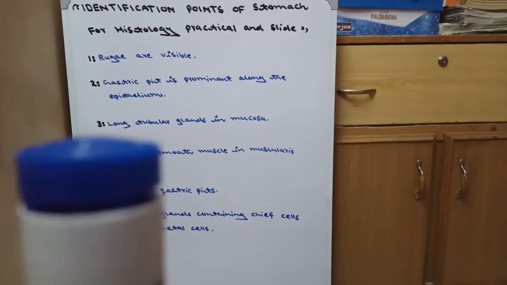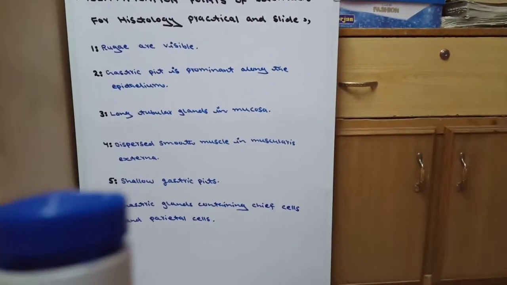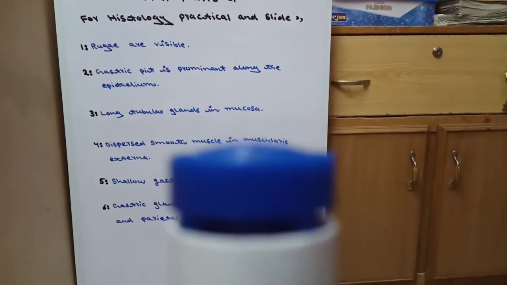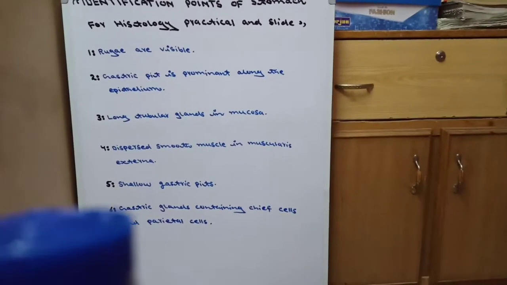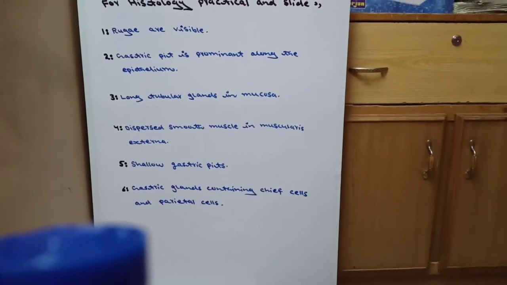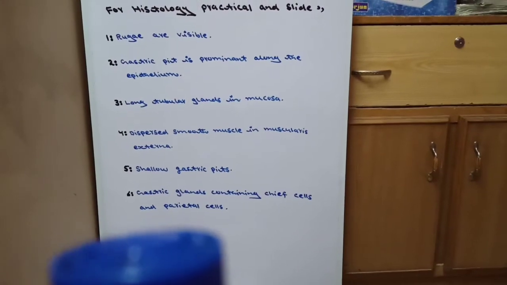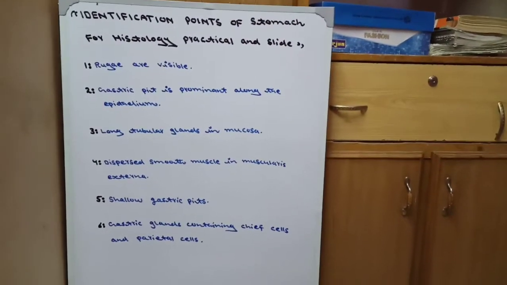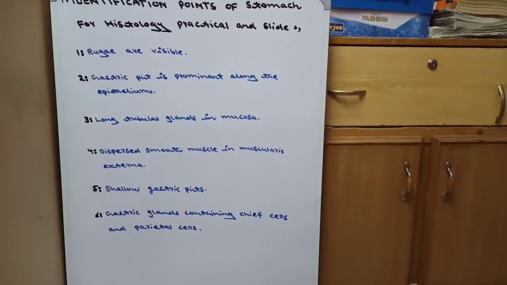Third is long tubular glands in mucosa. And the fourth identification point is dispersed smooth muscle in muscularis externa. And fifth, shallow gastric pits. And sixth is gastric glands containing chief cells and parietal cells. These are the 6 identification points of stomach for histology practical and slide.